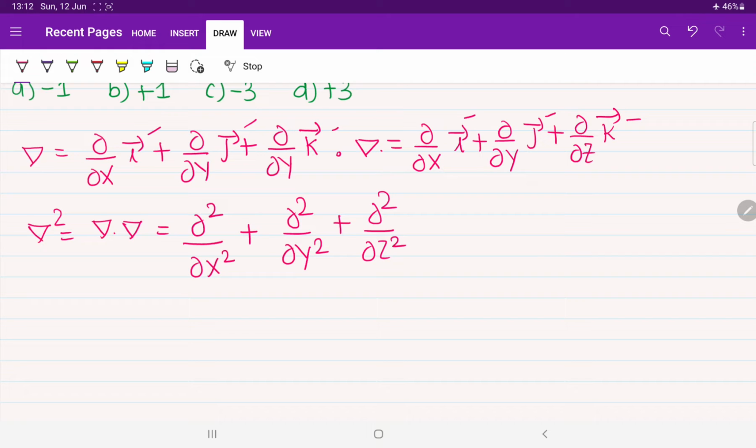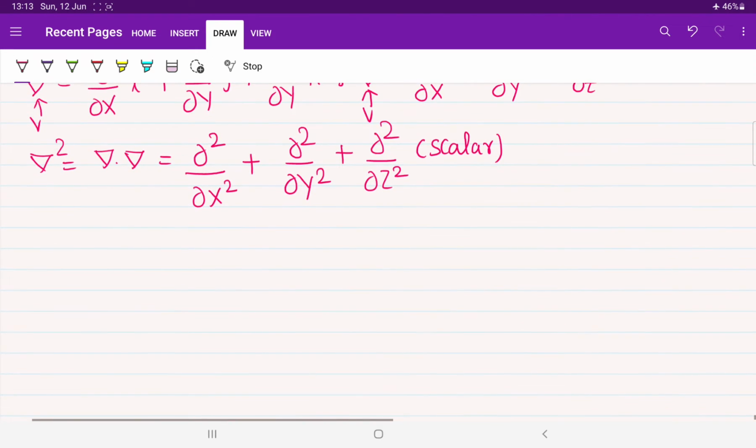And observe one more thing, del is a vector quantity. Here also del is a vector quantity. The dot product of two vector quantities always yields a scalar quantity. Is there any i, j, k vectors here? No sir. So the dot product of two vectors always yields a scalar. Fine sir. Next we have to express del square phi.